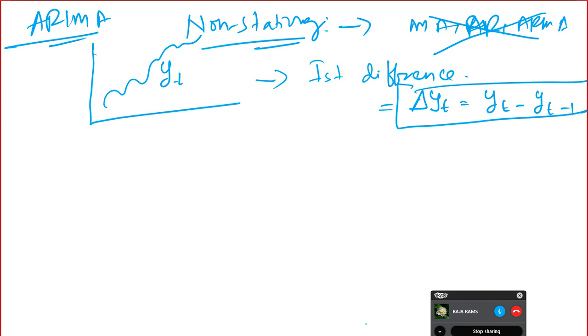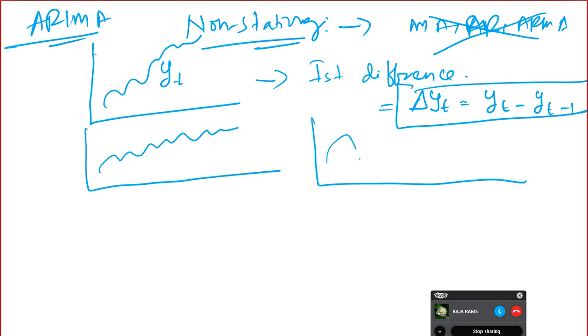Okay, so when you take the first difference of that, you will get a more stationary series. It may not be 100% stationary, but it will be more stationary. This could be something like this, or this is more stationary than this. You may have to take the second difference, and then this will be more stationary. The second difference will be something like this.